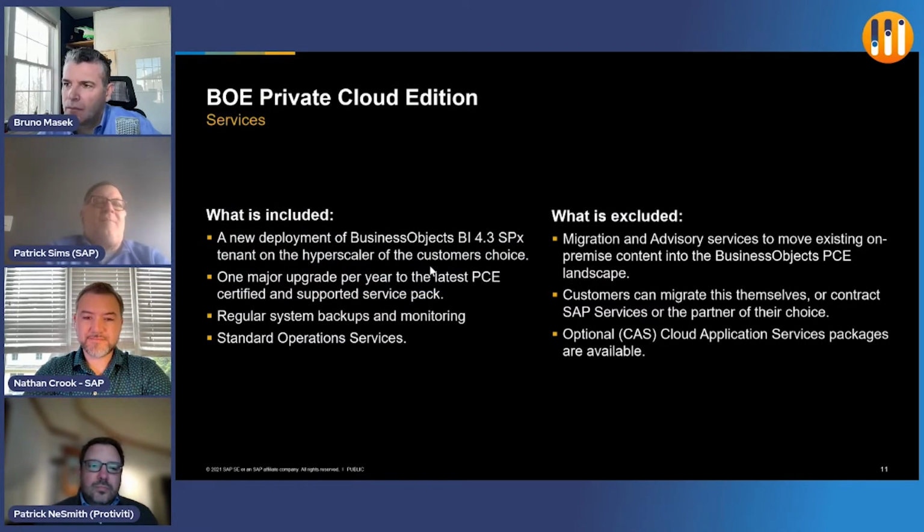So while we're on the topic of what's included or what's extra, from a services standpoint, what we have that's included is a new deployment of business objects, right now 4.3 service pack, whatever's in play right now, on the tenant hyperscaler of your choice. One major upgrade per year, again, to the latest certified and supported service pack or dot release, regular system backups and monitoring, and standard operation services. What we don't have out of the box with that subscription is migration and advisory services to move from on-prem into the PCE environment. So you can either do that yourself or contract SAP services or the partner of your choice.